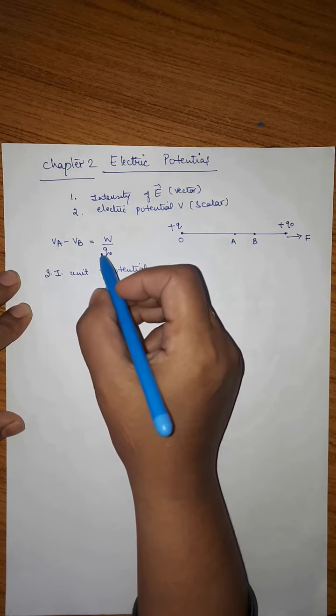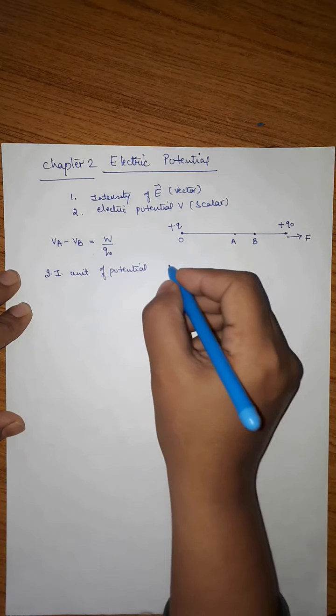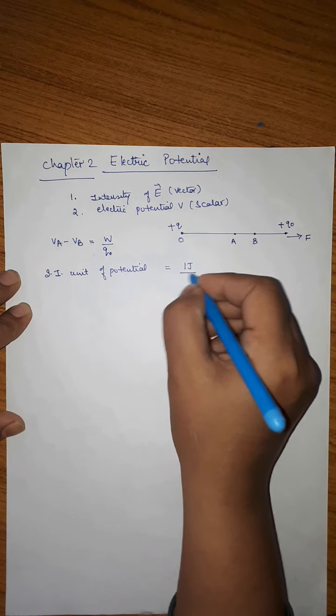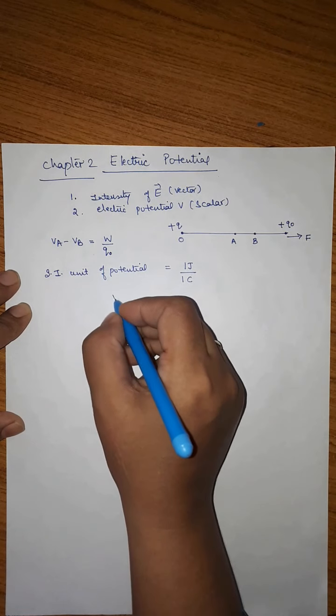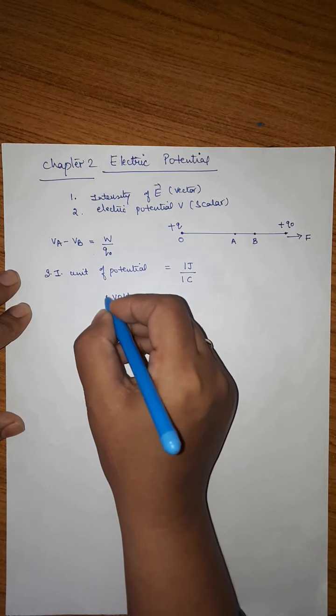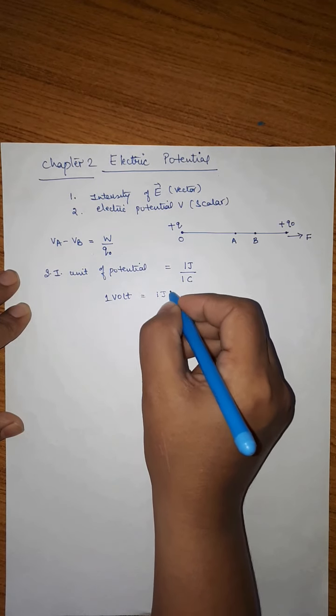SI unit of potential, as from the formula we can write down work done is represented in terms of joules and charge is represented in terms of coulomb. So SI unit of potential is volt. 1 volt is equal to 1 joule per coulomb.